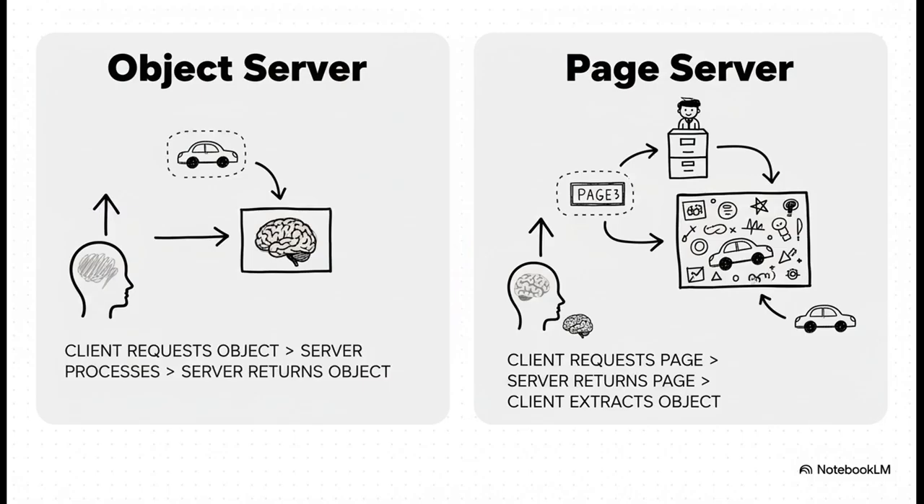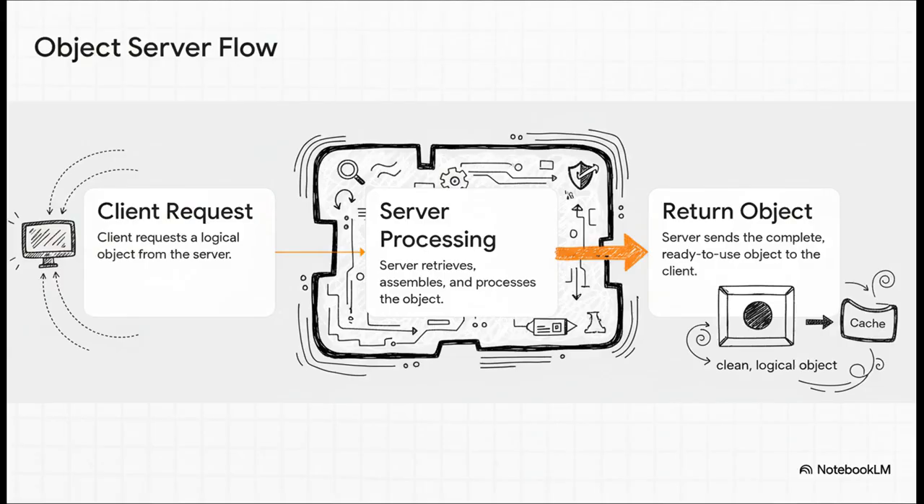But in a page server model, the server is more like a simple librarian. The client asks for an object, but the server just figures out which physical page on the disk that data is on, grabs that entire page, and sends it over. It's then up to the client to find the object it needs inside that page. It's a classic trade-off. Do you want a smart server and a simple client, or a simple server and a smart client?